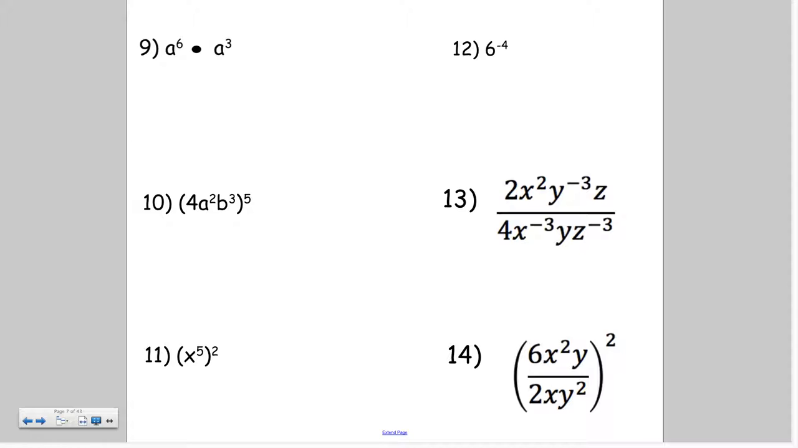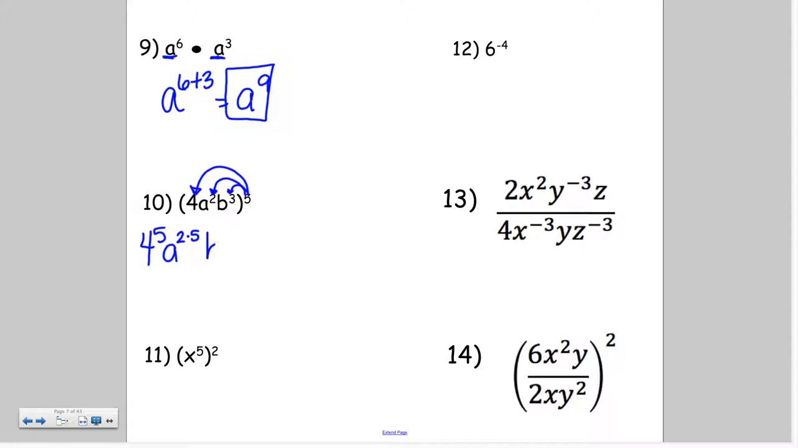So we have a product property. We have the base of a. We'll keep it since they're being multiplied. We are going to add our exponents, 6 plus 3. That is equal to a to the 9th. All right. 10, we're distributing this 5 to everything. So the 4, the a squared, and the b cubed. So 4 to the 5th, a, and that's a power raised to a power, so 2 times 5. And then b, 3 times 5. And I'm going to end with 4 to the 5th, a to the 10th, b to the 15th.